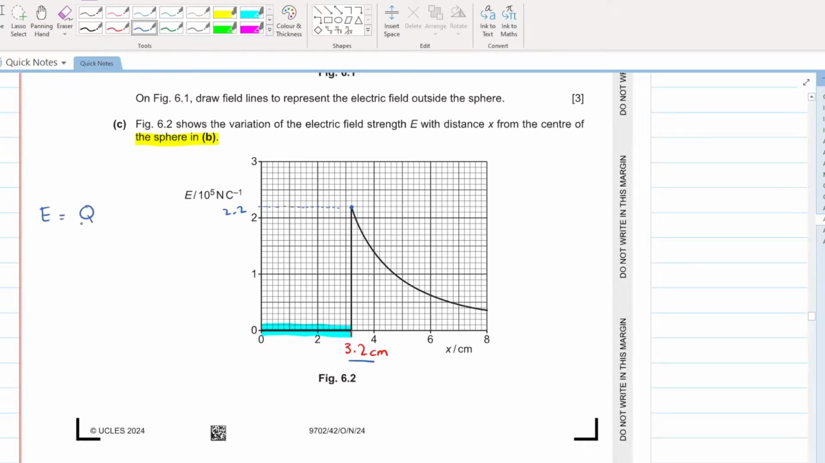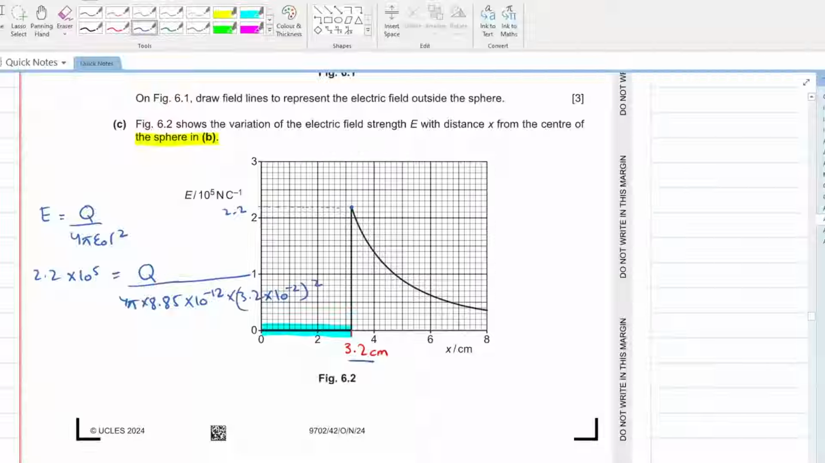Electric field strength is equal to Q over 4 pi epsilon naught R squared. What is your electric field strength? 2.2 into 10 raised to the power of 5. Q is your charge divided by 4 pi epsilon naught, which is 8.85 into 10 raised to the power of minus 12. What is your radius? 3.2 into 10 raised to the power of minus 2, whole squared. Can you calculate the charge? Yes, you can surely do that. Charge is equal to 2.2 into 10 raised to the power of 5 into 4 pi into 8.85 into 10 raised to the power of minus 12 into 3.2 into 10 raised to the power of minus 2, whole squared.